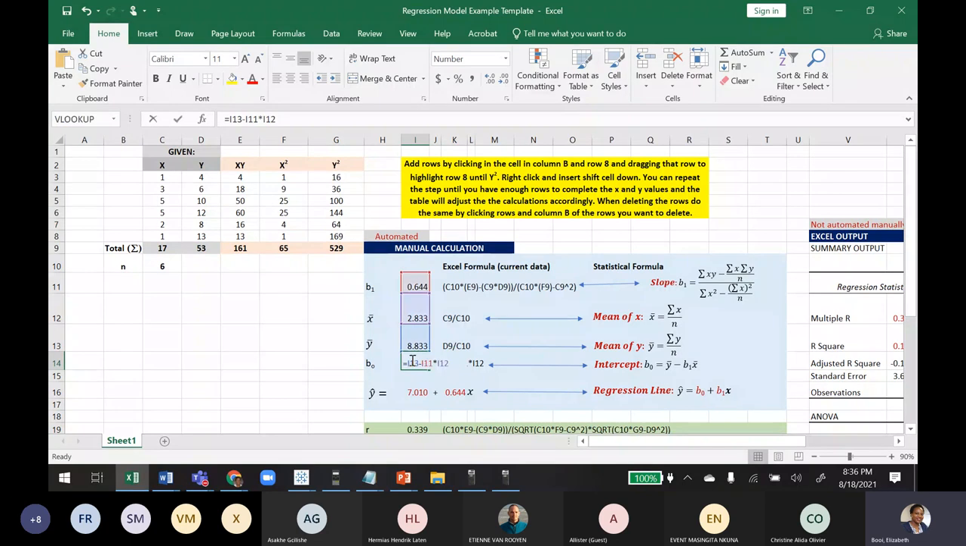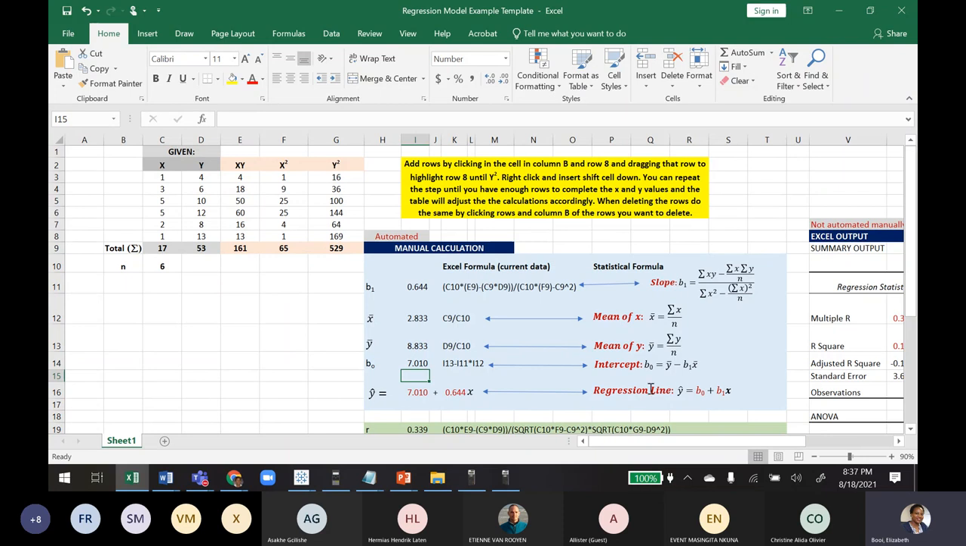The B0, remember, B0 is your mean of Y minus this intercept. Oh, sorry, minus the slope times the mean of X, which are all those values that I do. So it's 8.883 minus 0.64 times 2.83. That's all what I'm doing there.